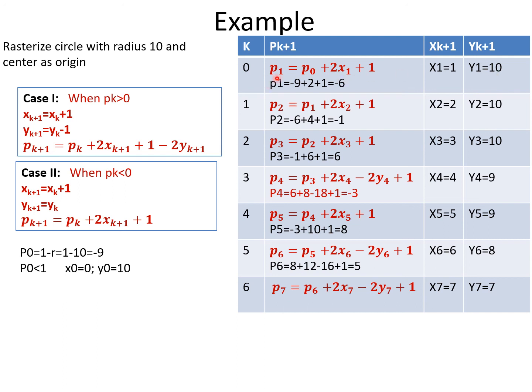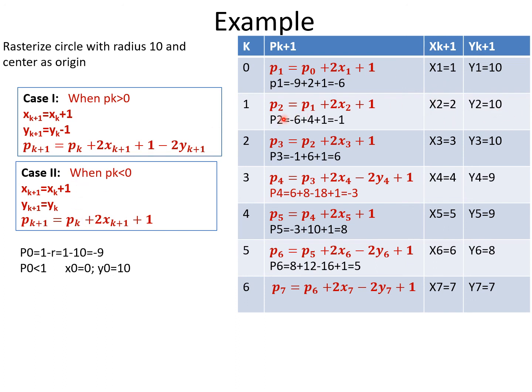What about the decision parameter? We use this equation to obtain the next decision parameter, which is p1: p0 plus 2 x1 plus 1. So minus 9 was the first decision parameter, p0 is minus 9, plus 2, x1 is 1, plus 1, which comes out to be minus 6. So the next decision parameter is minus 6. Again minus 6 is less than 0, so we increment the value of x by 1 and y will remain the same. So x will be 2 and y will be 10.